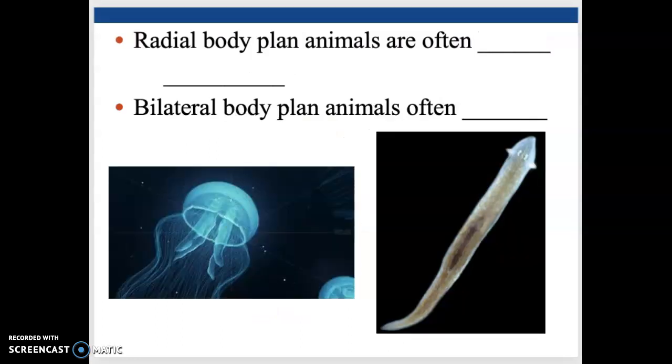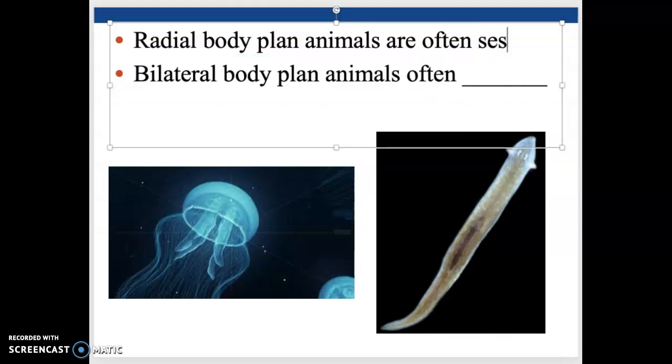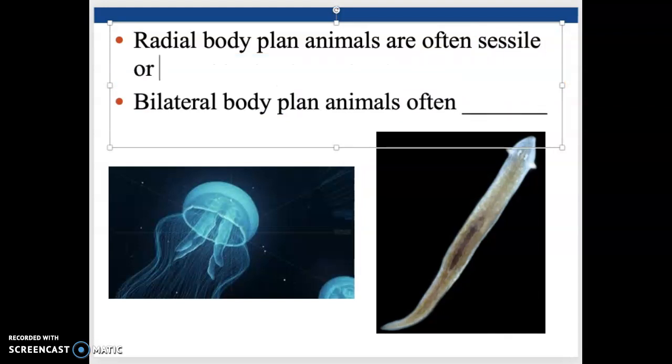So, okay, a couple big things to remember, kind of tie this together. Radial body plan animals are often sessile, meaning they don't move. Or we could say, if we're talking about marine animals, they're planktonic. Remember plankton? Remember zooplankton, phytoplankton? Hopefully it's familiar. They just kind of float around and go with the flow, not a lot of real directional movement. So the jellyfish kind of just moves around with the current.